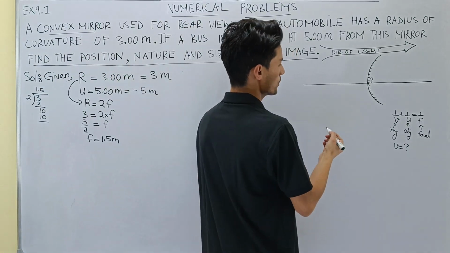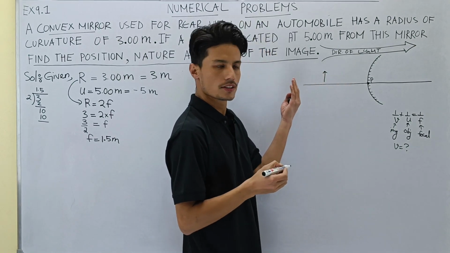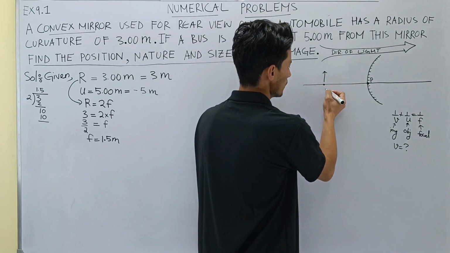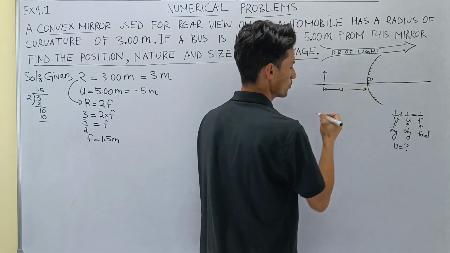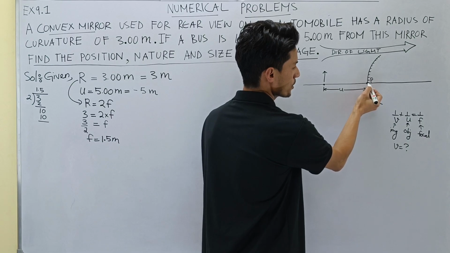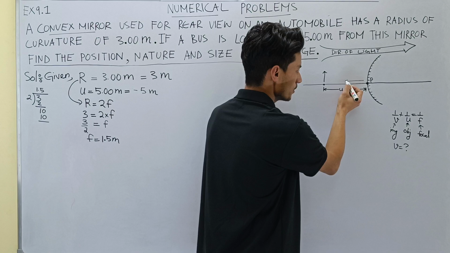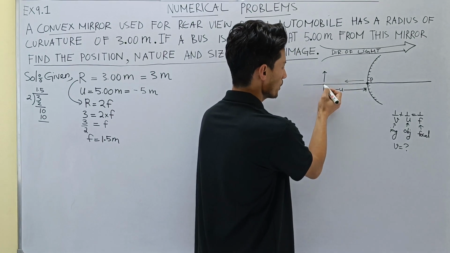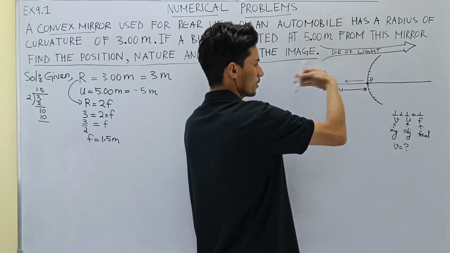Now see, where will the object be? The object will definitely be here, isn't it? The object is always kept in front of the mirror. So from here till here will be taken as object distance. Now measurement will be done from here, because all measurements start from the pole. To measure this point we have to walk in this direction, towards me.